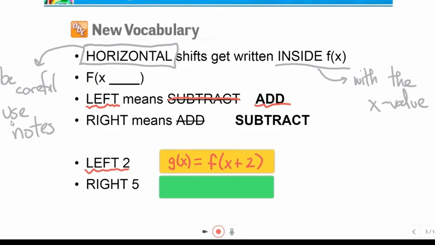Using the same logic, if we're moving to the right, logic tells us we should be adding. We're going to positive values, but horizontal shifts work counterintuitively. So we're actually going to be subtracting. If we move right 5 units, our new function is going to say x minus 5.